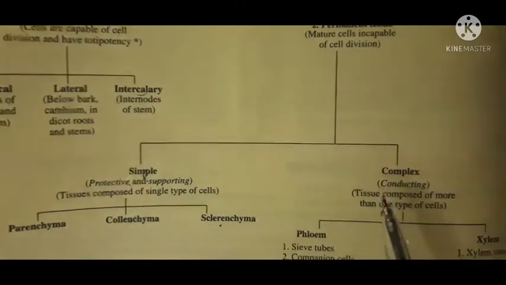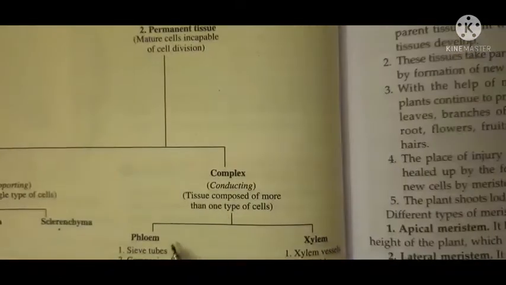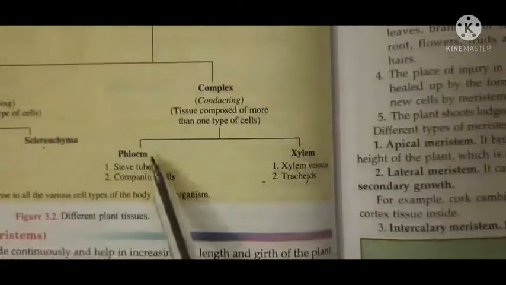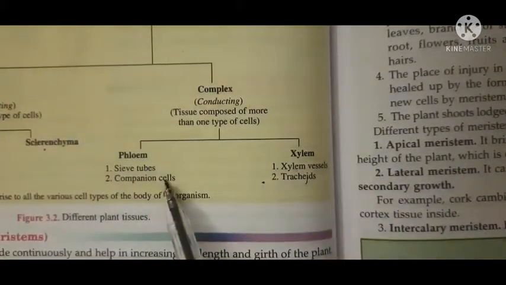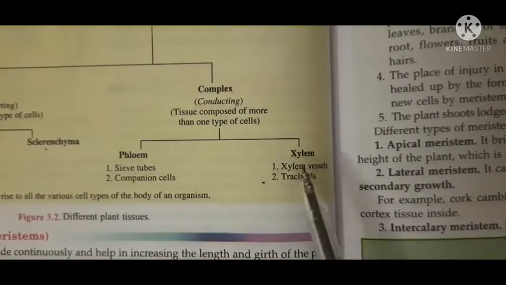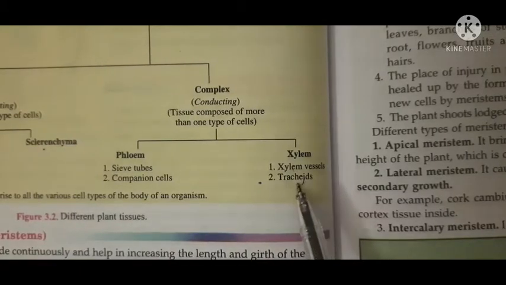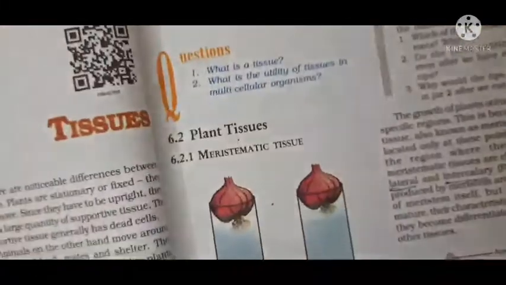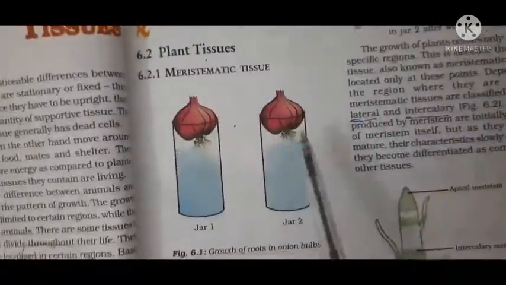Now complex permanent tissue is of two types, phloem and xylem. So here the tissue is composed of more than one type of cells. Now phloem consists of sieve tubes and companion cells. Okay, and xylem consists of xylem vessels and tracheids. I hope it is clear to everyone. Just open this page first. So we have discussed all these things.